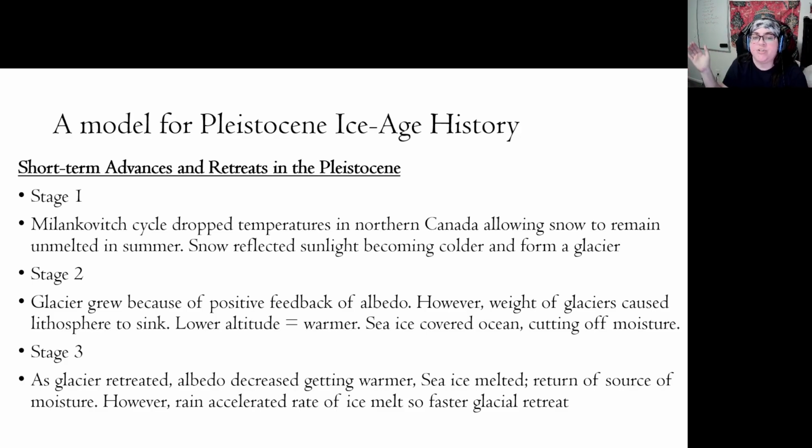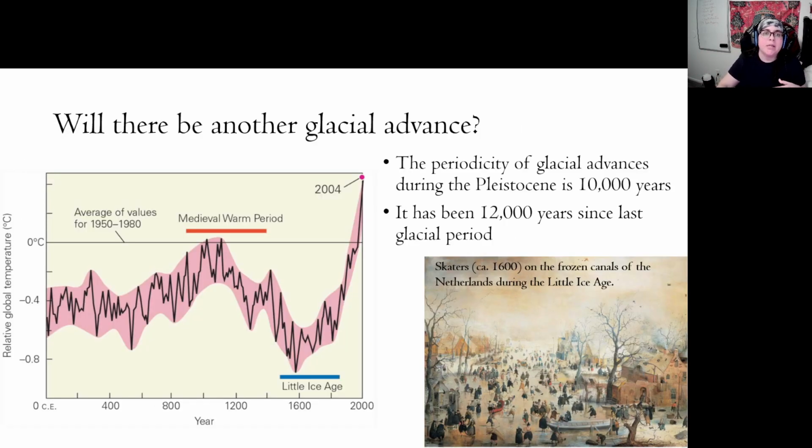And then as the glacier started retreating, albedo decreased, so we didn't have snow, and it started getting warmer and warmer. And then finally, since sea ice melted, we have our source of moisture again. However, the rain could have accelerated the rate of ice melt, so it led to faster glacial retreat. So this is one of the ways to explain all these advances and retreats throughout the Pleistocene.